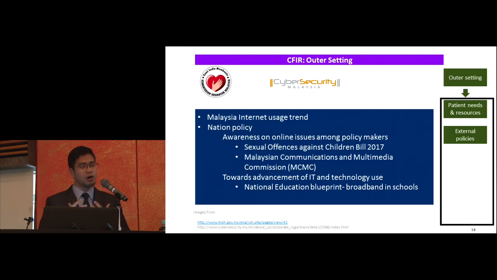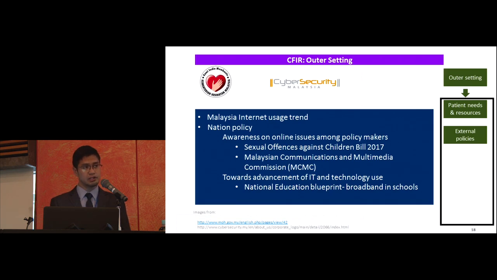So in terms of how aware the policymakers are of the challenges that they face on online issues, these are reflected by a few actions that they make. For instance, the latest bill that's been passed, the Sexual Offences Against Children Bill, which criminalizes sex grooming and child pornography in Malaysia with heavy punishment, as well as the establishment of the Malaysian Communications and Multimedia Commission, MCMC, which is the regulatory body that's responsible for technology use in Malaysia.